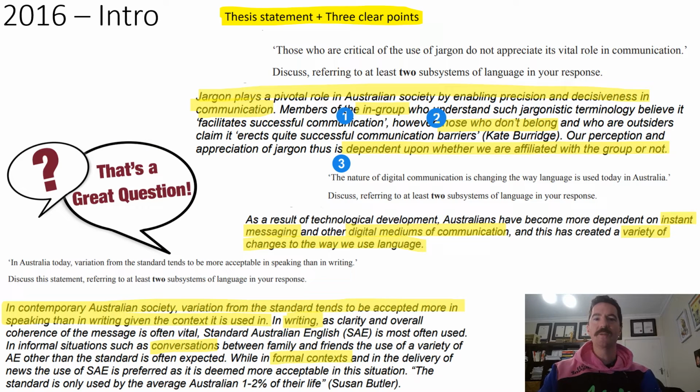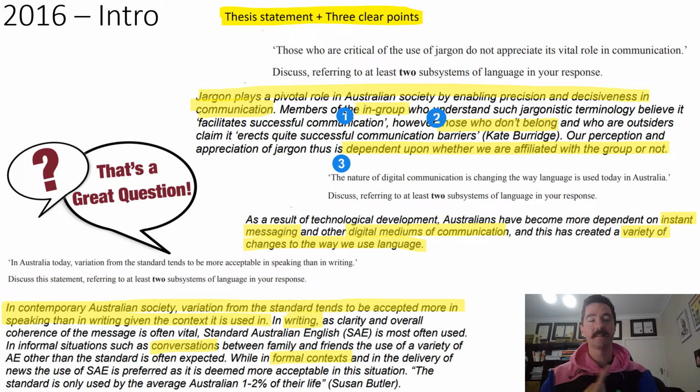All right, so in the intro, the thesis statement is you saying, great question, let me reframe it back to you with what I think about it. Then you're going to have three clear points. In this first one, they're going to talk about the in-group, those who don't belong, and those who are sort of affiliated, neither in nor out. The second one is the one we'll talk about a fair bit.